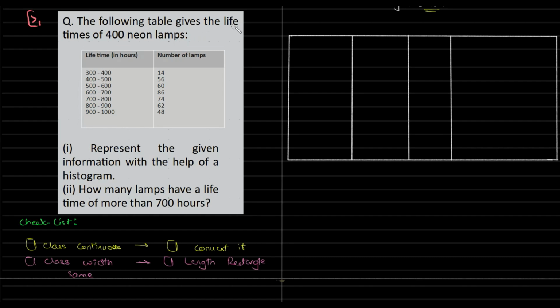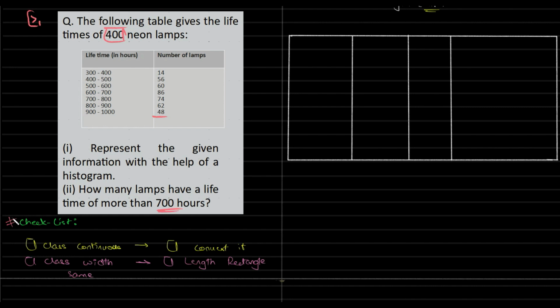The following table gives the lifetime of 400 neon lamps. So we have 400 neon lamps, and in total this will be 400. The first group is at least 300 to 400, and the maximum is 900 to 1000. Represent the given information with the help of a histogram. How many lamps have a lifetime of more than 700 hours? This is the question that we need to do later.